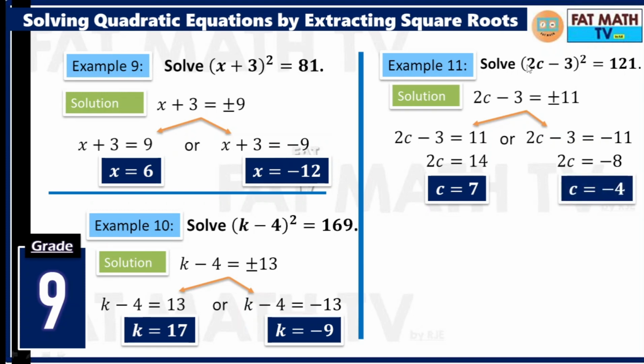So if c is 7, 2 times 7 is 14 minus 3, that's 11. 11 squared is 121. So c equals 7 is correct. How about c equals negative 4? 2 times negative 4 is negative 8. Negative 8 minus 3, that's negative 11. Negative 11 squared is 121. So this is also correct.